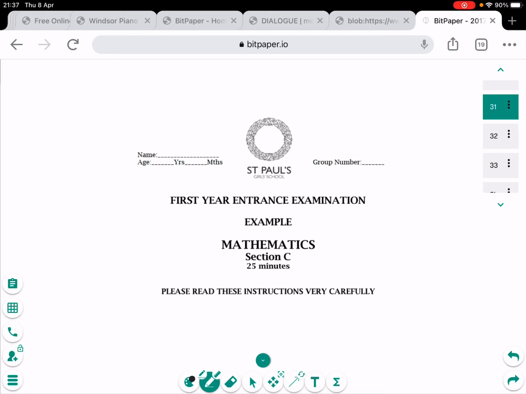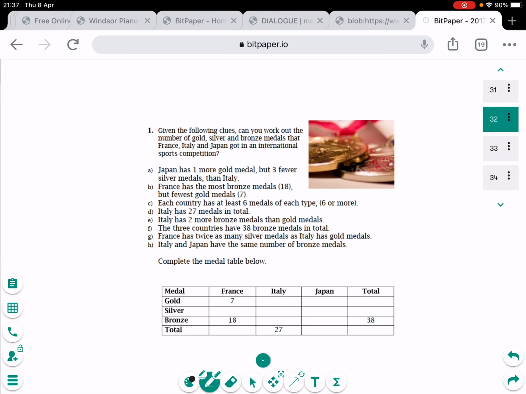Hello guys, it's Tiny Tangs here, and today we will be looking at section C of the St. Paul's Girls 2017 sample paper, and I'll of course include this paper in my website.